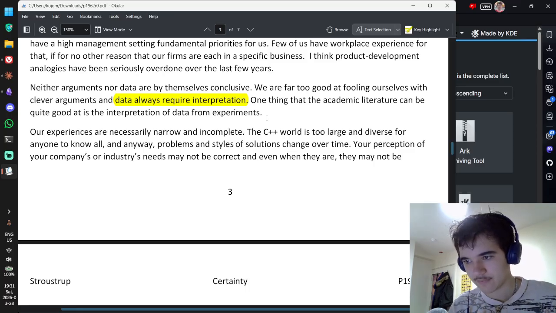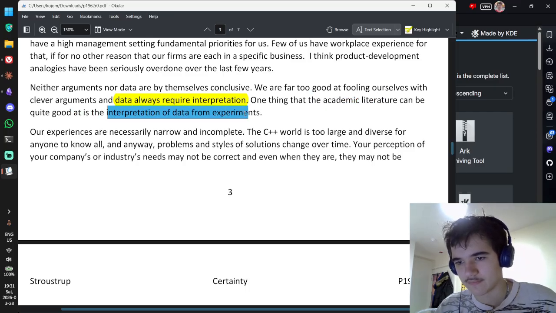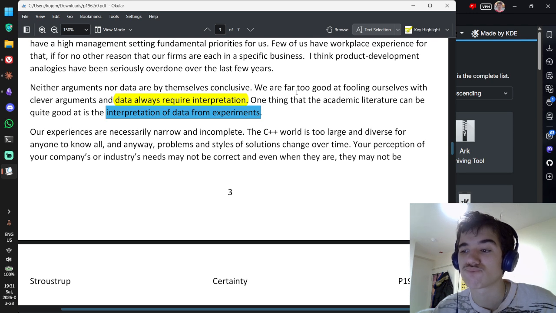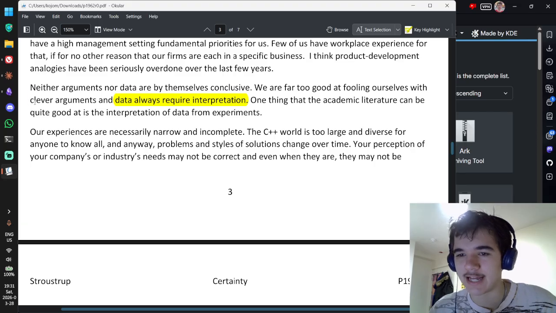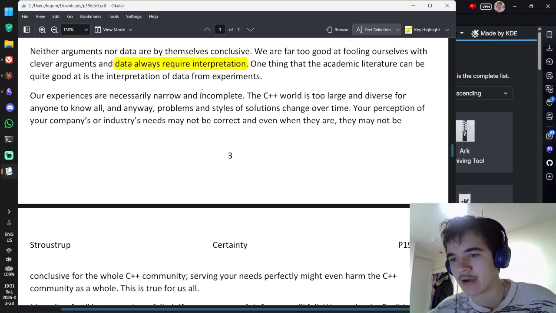Like, in general, I guess. Yeah, and it's good to get a variety of interpretations because, I mean, it's self-evident. We are far too good at fooling ourselves with clever arguments. Is it? Okay, clever in what sense then? It seems clever, I guess. Our experiences are necessarily narrow and incomplete. Necessarily narrow and incomplete. Yep.